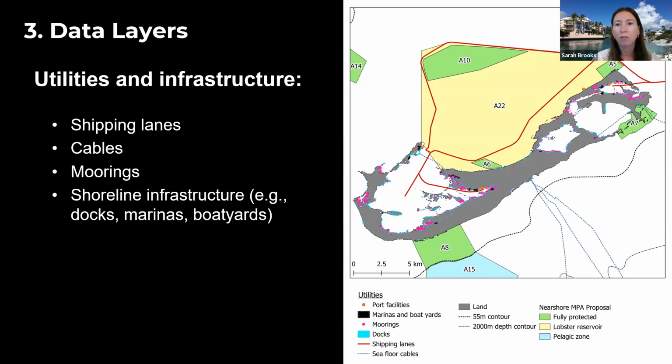And then we also have a lot of data layers available on Bermuda's utilities and infrastructure. So we have maps that show where the shipping lanes are, where the underwater cables are, where the moorings are, where the shoreline infrastructure is, such as docks, marinas, boatyards, and also where buildings and roads are very close to the shoreline as well. So these maps will be particularly useful when considering how the proposed protection might impact the ability to maintain critical infrastructure.